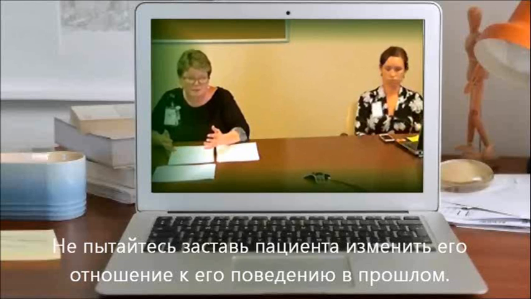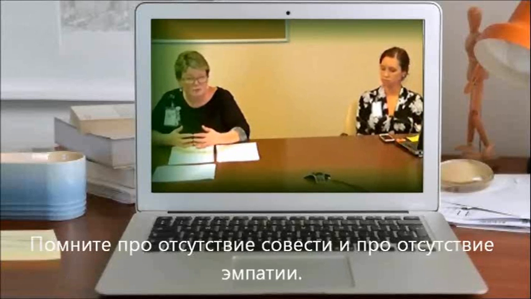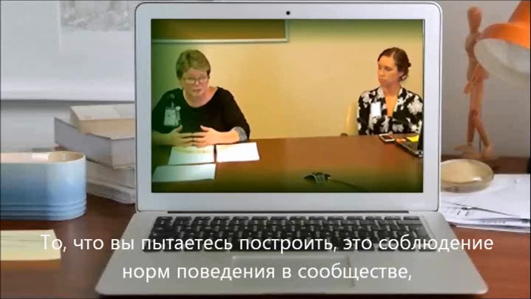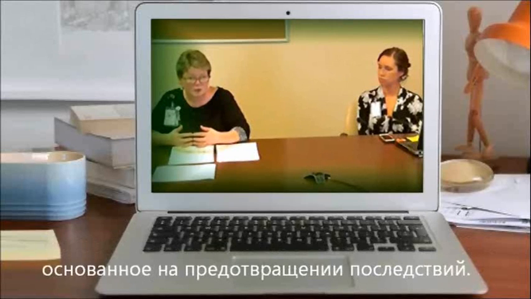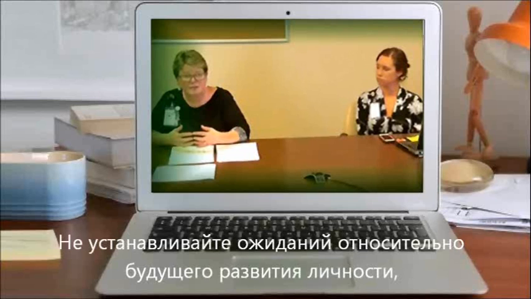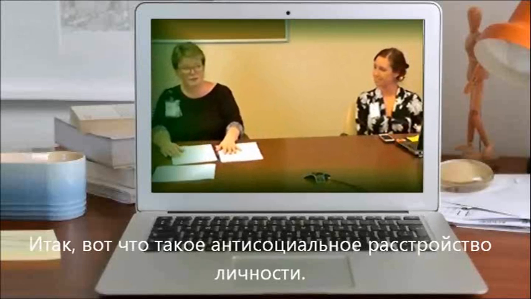Don't seek to get the patient to feel differently about past behaviours. No conscience, no empathy. Don't try and build that. It doesn't exist and it never will. What you're trying to build is community behaviour compliance based on avoidance of consequences. That's what you're trying to build. Don't set expectations for the development of a personality that is never going to be there. Okay, so that's antisocial personality disorder.